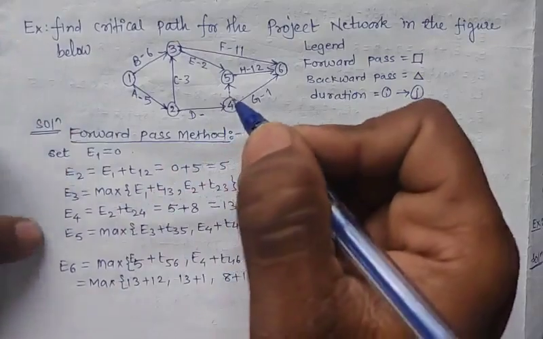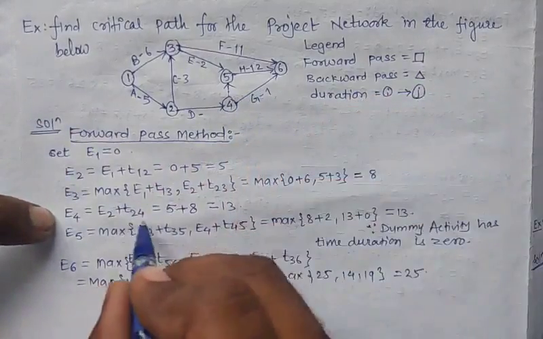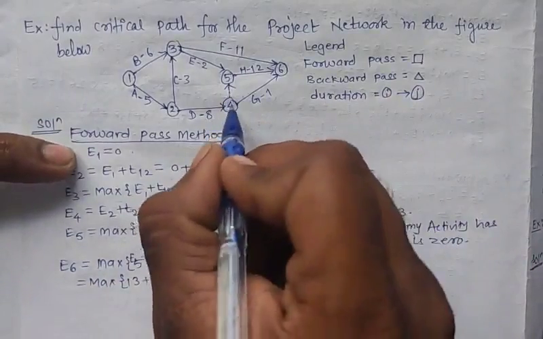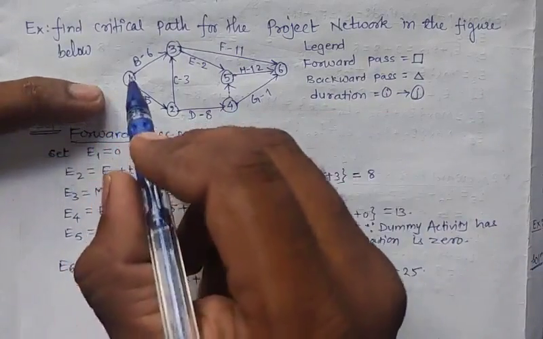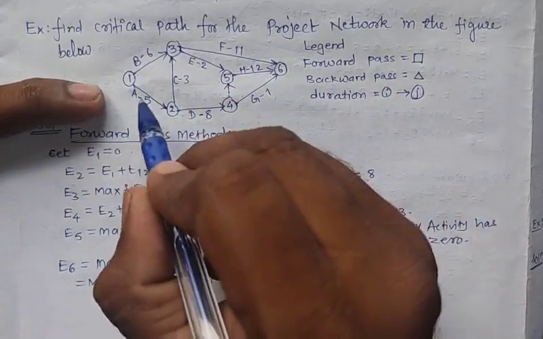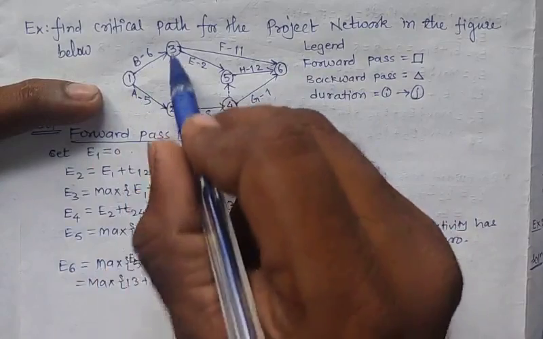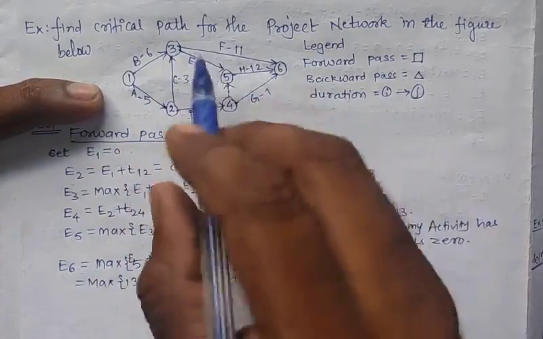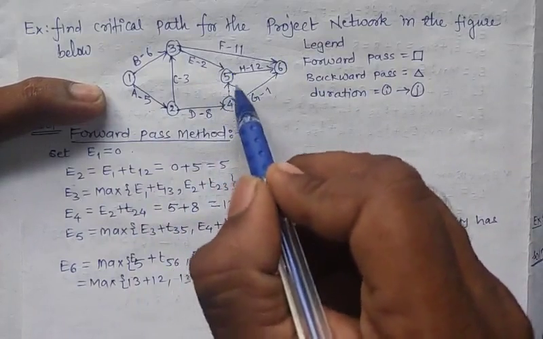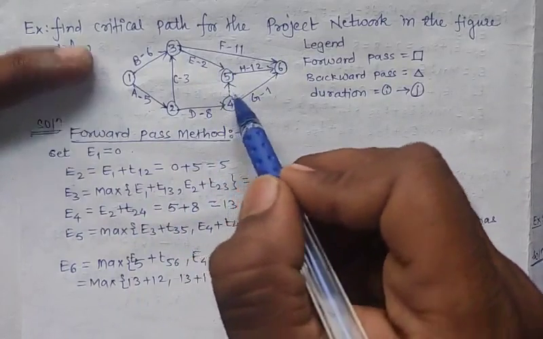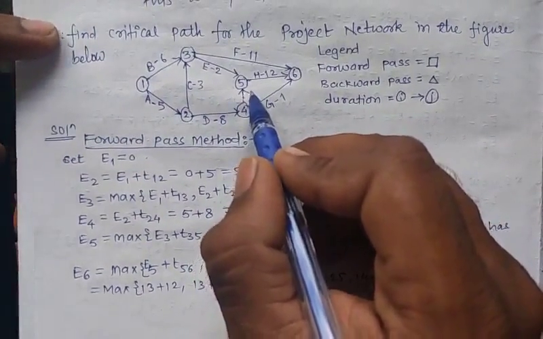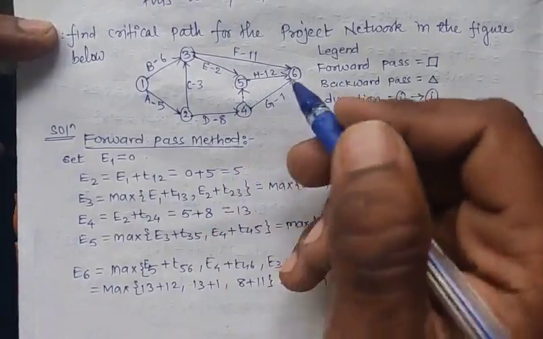So 2 to 4 distance is 8. Okay, so this is a dummy activity. Here 4 to 6 is a dummy activity. So here we have given activity 1 to 3, distance is 6, 1 to 2 having activity A, distance is 5, 2 to 3 activity distance is 3, and similarly we have given the data. And here 4 to 5 is a dummy activity, so there is no actual value, so we treat the distance as 0.